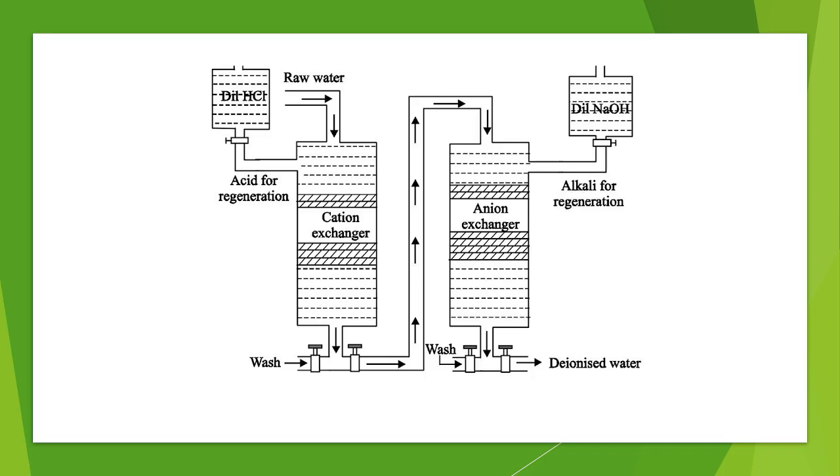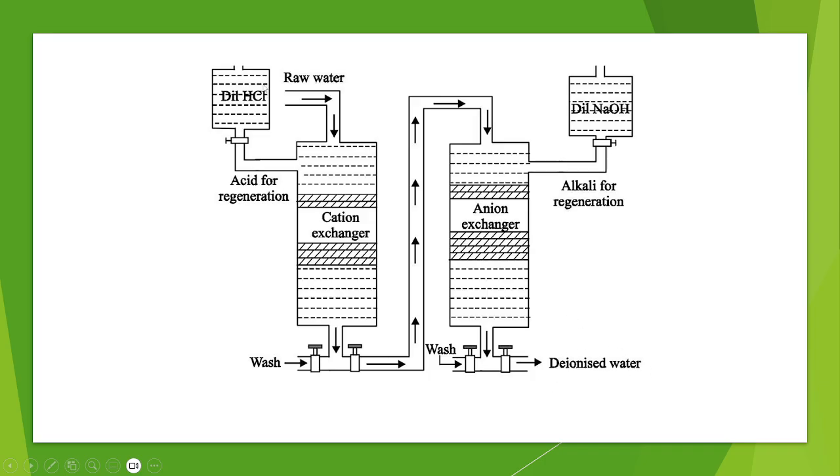Next, the cation-free water is passed into the anion exchanger column, which contains the anion exchanger. The anion exchanger will replace all the anions present in the water. So the water which is coming out of the anion exchanger is completely free from all the cations and anions, and that is why it is called deionized or demineralized water.